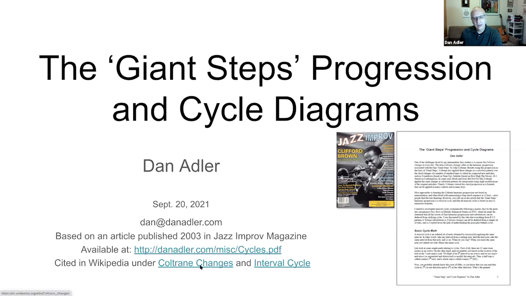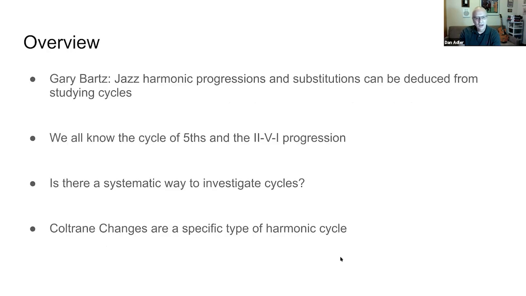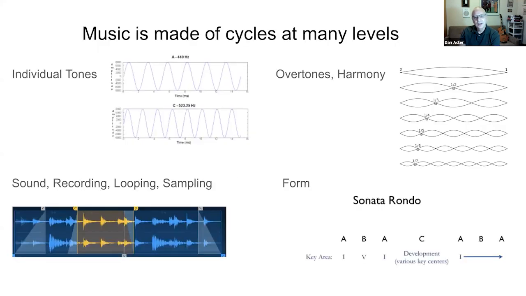This article got quoted or referenced in the Coltrane changes and interval cycle Wikipedia entries, which brought it a bit of attention. Everybody knows about cycle of fifths, cycle of fourths, 2-5-1 progressions, those types of things. And I was asking, well, is there a more systematic way to investigate these cycles? And are Coltrane changes or giant steps progressions part of those harmonic cycles?